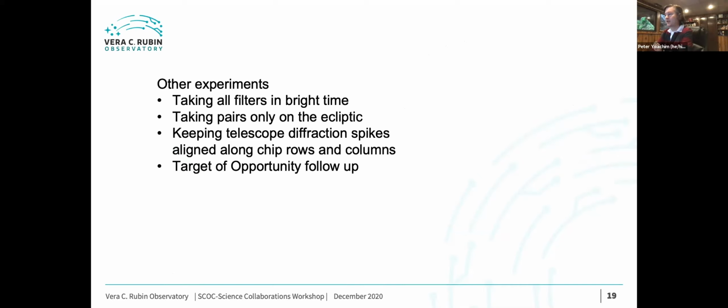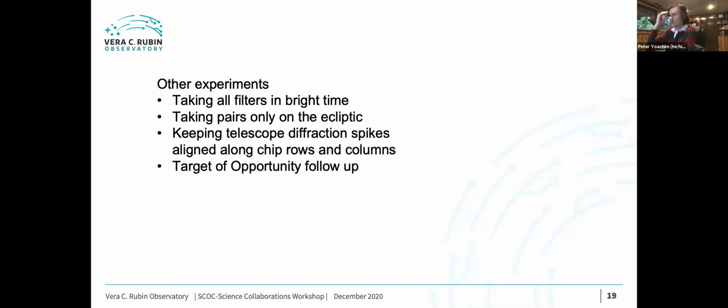And so this is where I ran out of energy for pulling plots, and I'll just list some of the other experiments we've run. We've tried taking all filters in bright time instead of running to the red. This was motivated by some transients, especially supernovae, wanting that blue filter information and not having very long gaps between g-band observations.